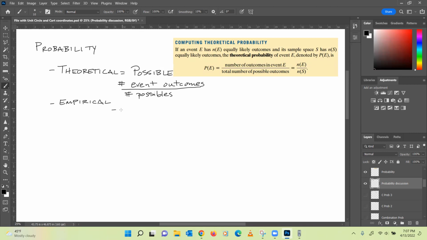Anytime you see the word empirical, it means it's based on real numbers. And so those calculations will appear slightly different. We will be using real data for empirical probability. But theoretical, it's just kind of what is possible, what might happen. And let's see a few problems and you'll see how easy this really is.